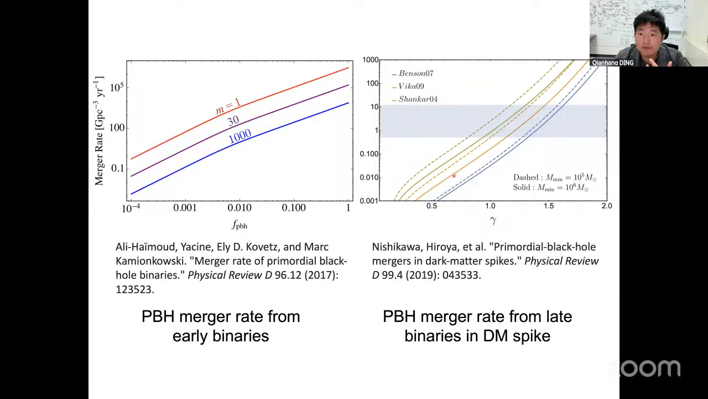Therefore, if the dark matter spike really exists, the PBH merge rate will be enhanced and its historical evolution modified.